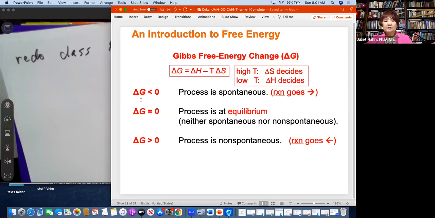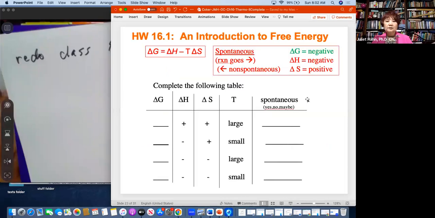Okay, so delta G less than 0, the process is spontaneous, the reaction goes forward. Delta G equal to 0, it's at equilibrium. Delta G greater than 0, it's non-spontaneous, and the reaction goes back to the reactants. At high temperature, entropy decides. At low temperature, enthalpy decides. So based on what we just said, you can go ahead and complete the table.